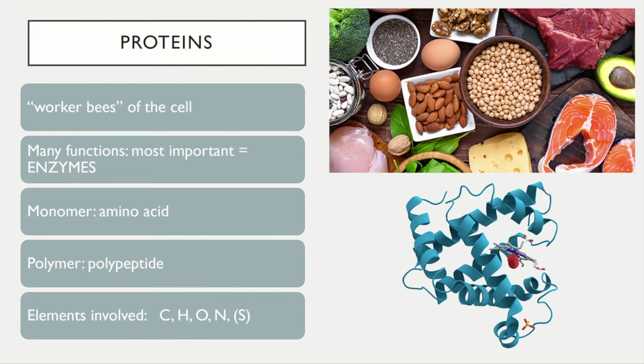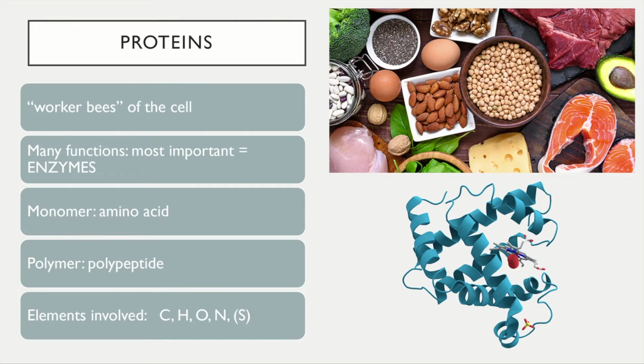Now, you've probably heard of proteins in terms of foods that are high in protein, like meats, eggs, cheese, and nuts. However, proteins are found in many more places than just food. They're found in every living organism like you and me. Our nickname for proteins is the worker bees of the cell because they have so many different functions. And the function we are most concerned with is the ability for proteins to act as enzymes. And we're going to talk about enzymes in a bit here.